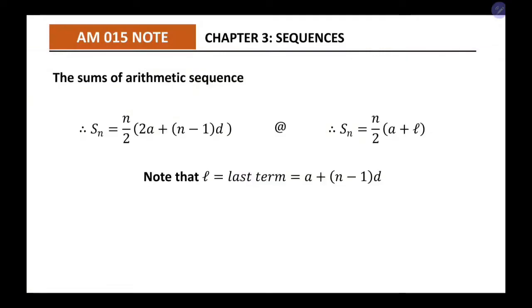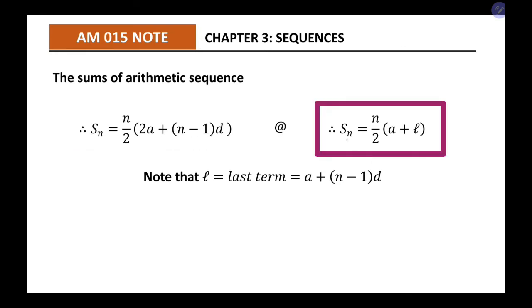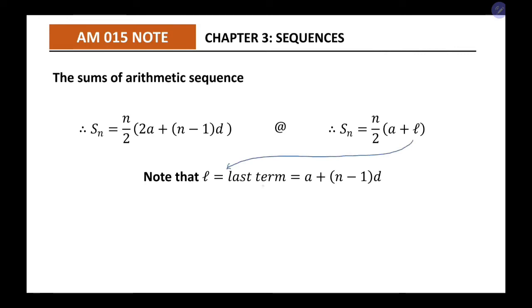Now, the sums of arithmetic sequences. We have two types of formula for the sum of an arithmetic sequence. The first one is Sn = n/2 (2a + (n - 1)d). Or we can use Sn = n/2 (a + l), where l is the last term. Last term means a + (n - 1)d.